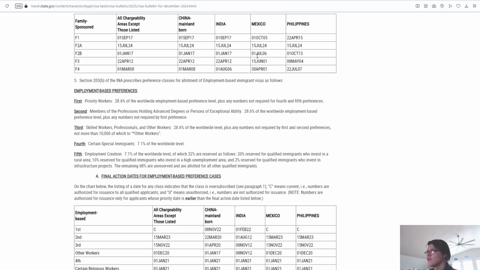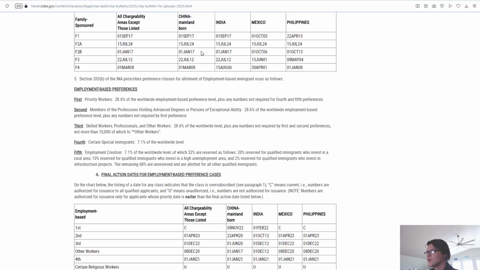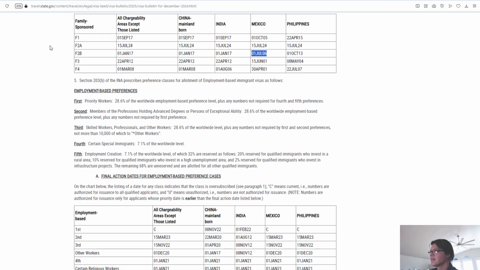Okay, so there is some movement for Mexico from July 1st, 2006 to October. So July, August, September, October. So about 2-3 months of movement for Mexico on F2B category from July 1st to October 1st. What about Philippines? No movement for Philippines, unfortunately. So good news for F2B category for Mexico chargeability area for those who are waiting for their NVC portal to open up for the documentary qualification process to begin.